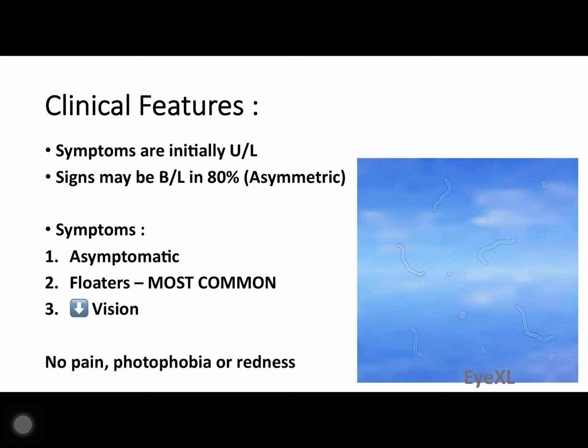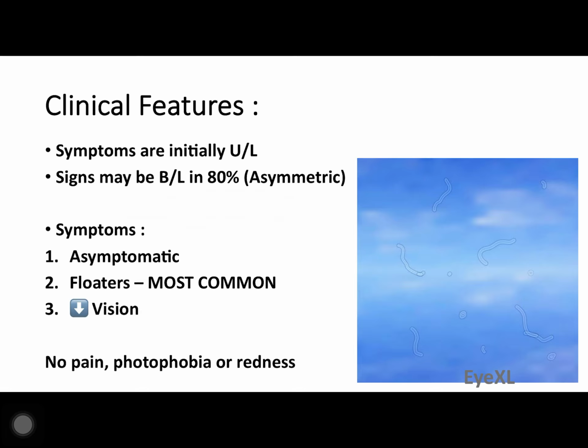So the image on the right side, that is exactly how you see floaters, very commonly seen in the general population as well, especially in high myopics. For the same reason, there is a vitreous degeneration. So floaters are the most common presentation of intermediate uveitis, simply because it is affecting the vitreous.